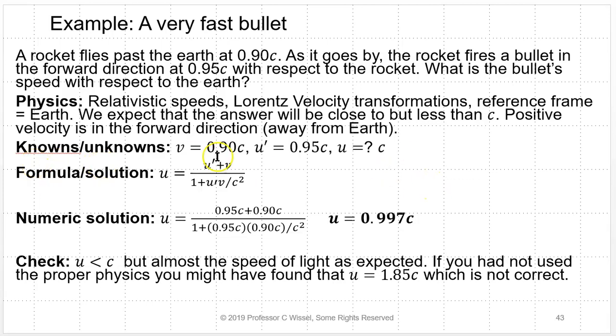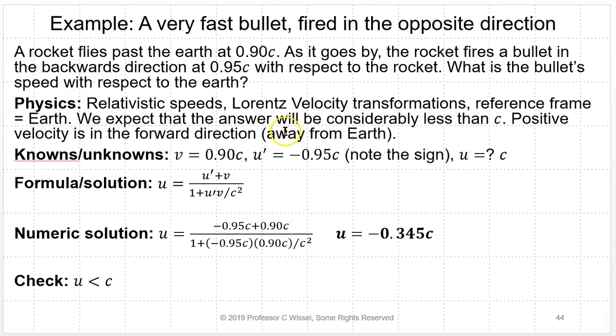So we know the knowns and unknowns. The v is 0.9 c. The u prime is 0.95 c. What is u? The formula is u equals u prime plus v divided by the quantity 1 plus u prime v divided by c squared. Now we can plug our numbers in, 0.95 c for u prime, 0.9 c for v, and ditto for down here, 0.95 c for u prime, 0.9 c for v. And when we do that, we find out that u equals 0.997 c. u is less than c, as expected, but it's almost the speed of light, as expected. Now, if you had not used the proper physics, you might have found that u equals 1.85 c, which is obviously not correct because you can't travel faster than the speed of light.